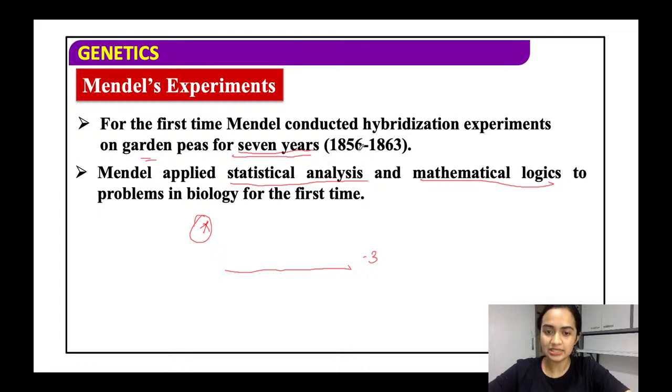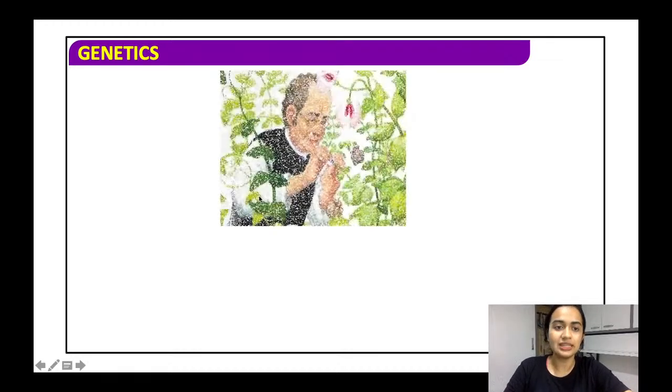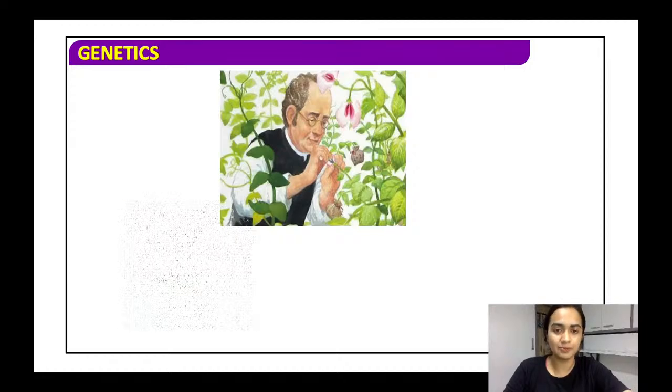So what happened is, since he introduced a combination of mathematics into biology, it was very new to people. And also in those times, people did not understand statistics and mathematics so well. Especially for problems in biology, it was introduced for the first time. So he did not gain much acceptance.